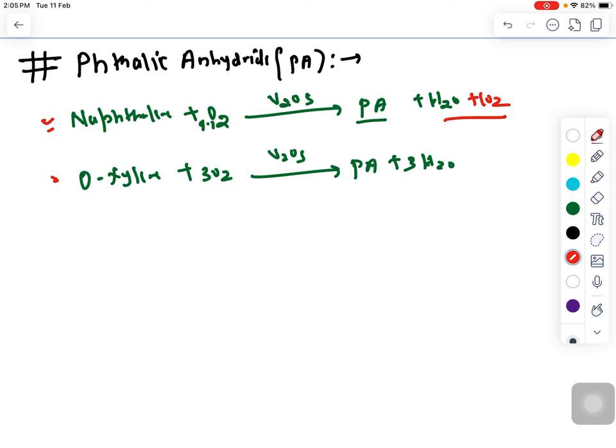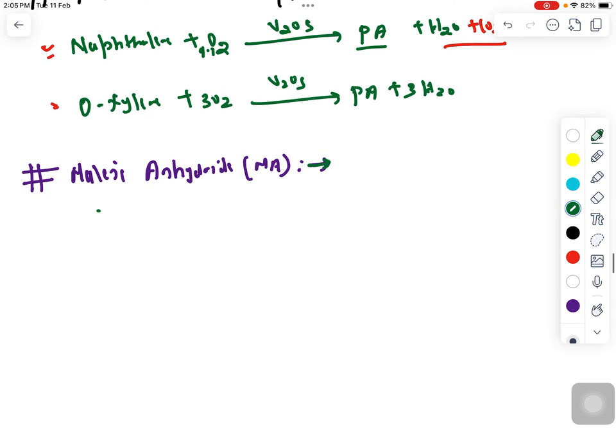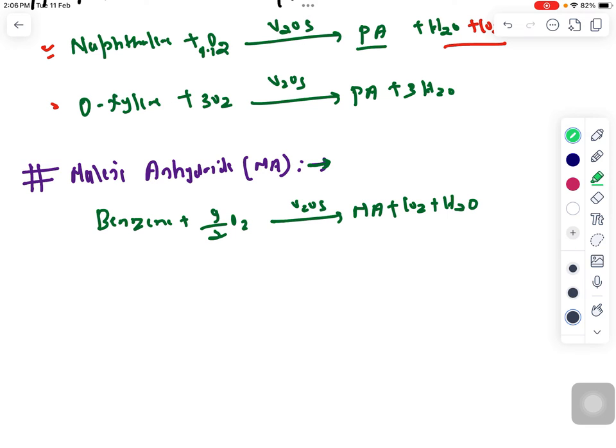Coming to the maleic anhydride, that is also very important. Most of the people hear about the reactant in maleic anhydride. So obviously one is your benzene. Benzene oxidation in presence of obviously vanadium pentoxide catalyst produces your maleic anhydride plus CO2 plus H2O. But most of the people know about this benzene oxidation only for maleic anhydride production.